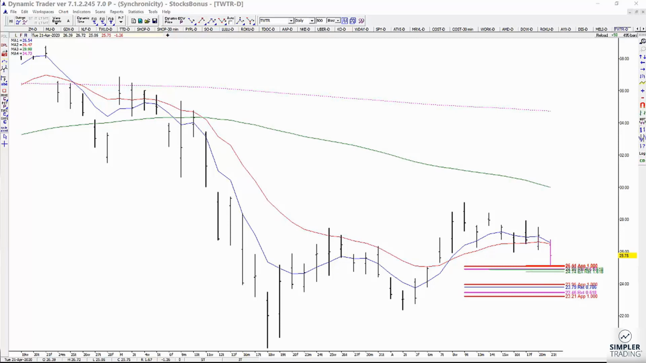But bottom line, you have your definition of risk. So either underneath this cluster zone or underneath this cluster zone.